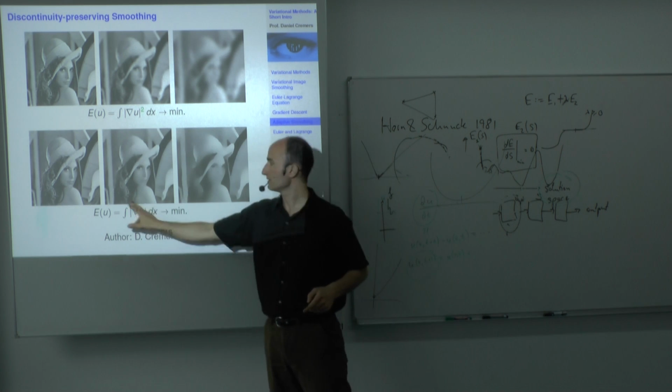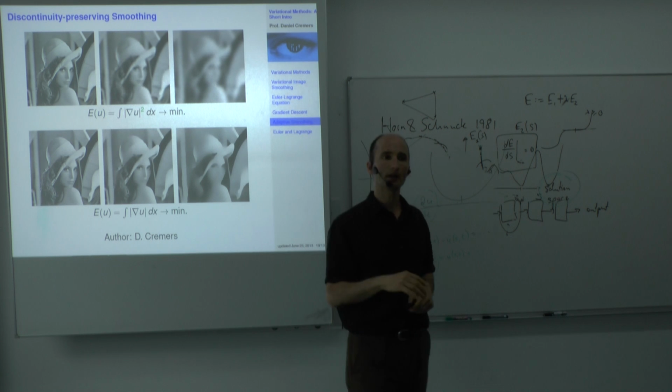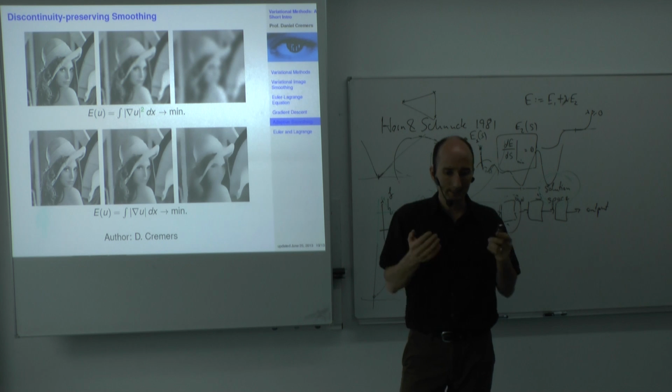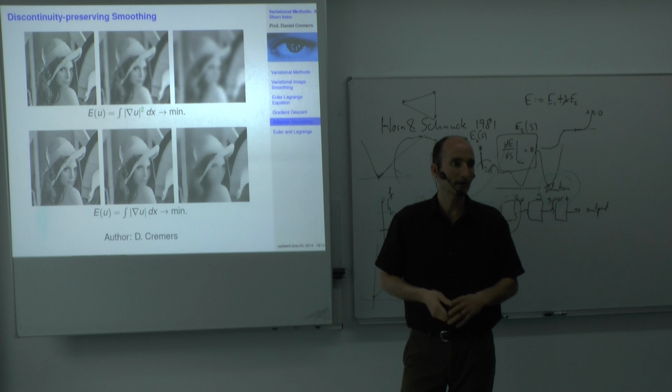Automatically means you take the cost function, compute the Euler Lagrange equations, the gradient descent. All of this is kind of a standard technique because derivative computations are straightforward.